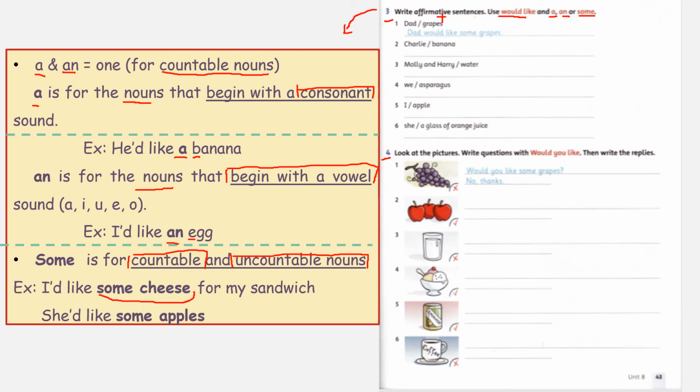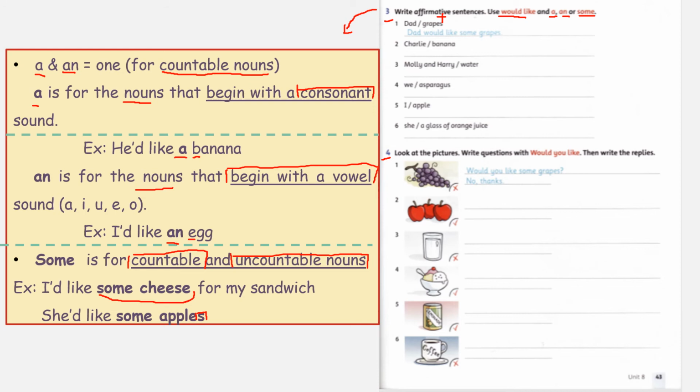And in the second example, she'd like some apples. Some apples with S here. It means more than one. So you just add some instead of an apples. Okay, got it? Easy, right?